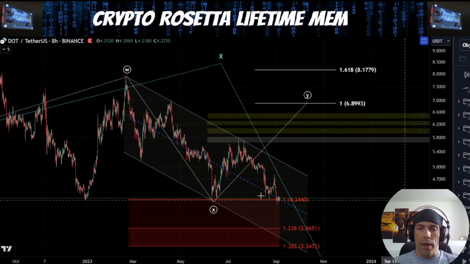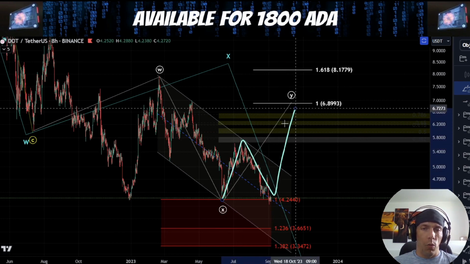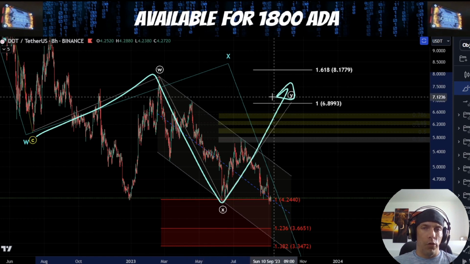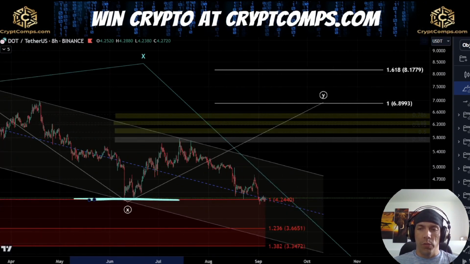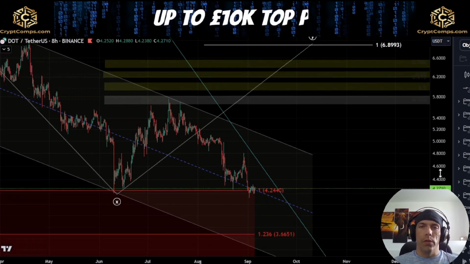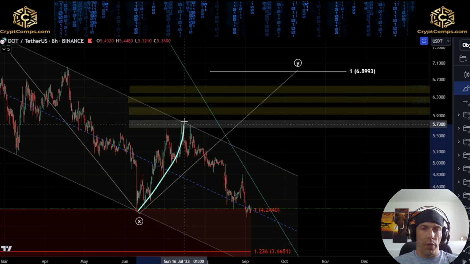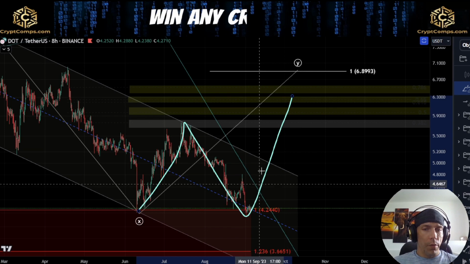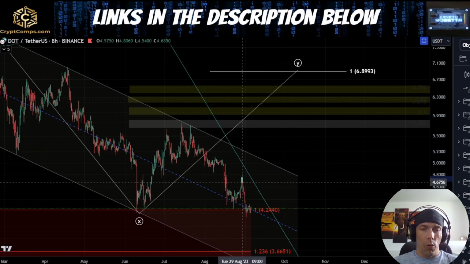Now, the problem that we had here is that we were looking for this as potentially A, B, and C, or 1, 2, 3, 4, 5, looking at this whole structure as a possible flat correction. Now, because we've come down and taken this low here, it is now impossible for this to be a five-wave move from this point. If we are going to be looking for this Y wave to the upside, the likelihood now becomes that this is going to be something like A, B, and then we're going to see a flat correction in this space.